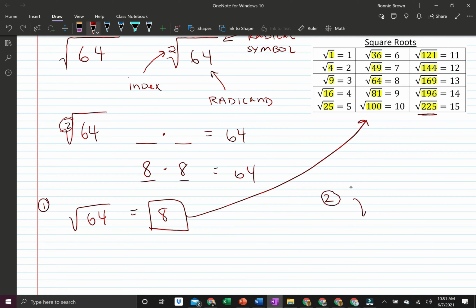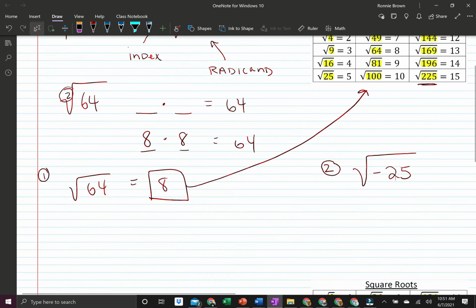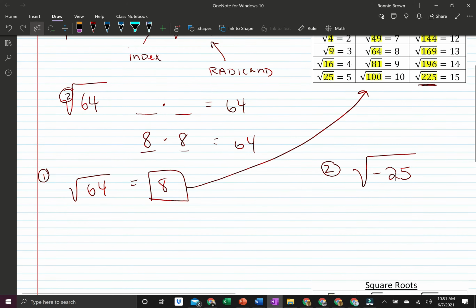Example 2 will be the square root of negative 25. This one is kind of different because of the negative sign underneath the radical, right? If it was out on the outside, there would be no problem. We would just bring it on down. But it's inside of the radical, or under the radical symbol. So you're thinking what number times itself is equal to negative 25? Well, let's take a look at that.